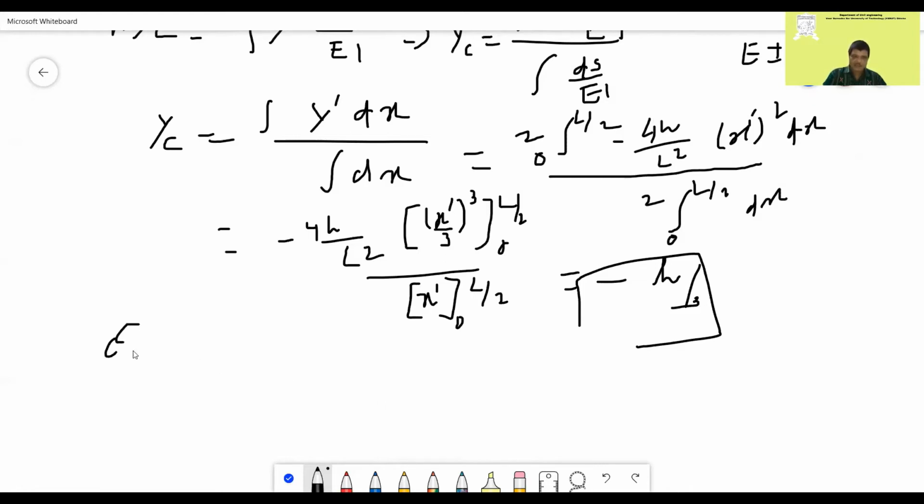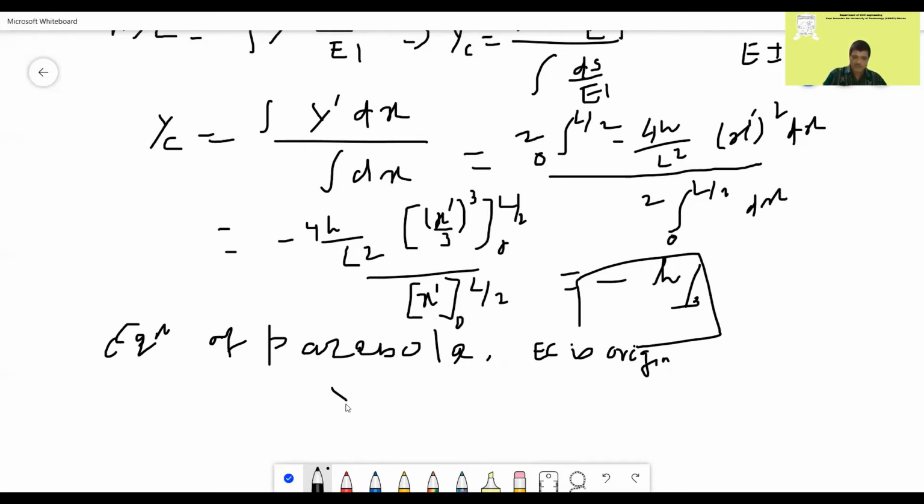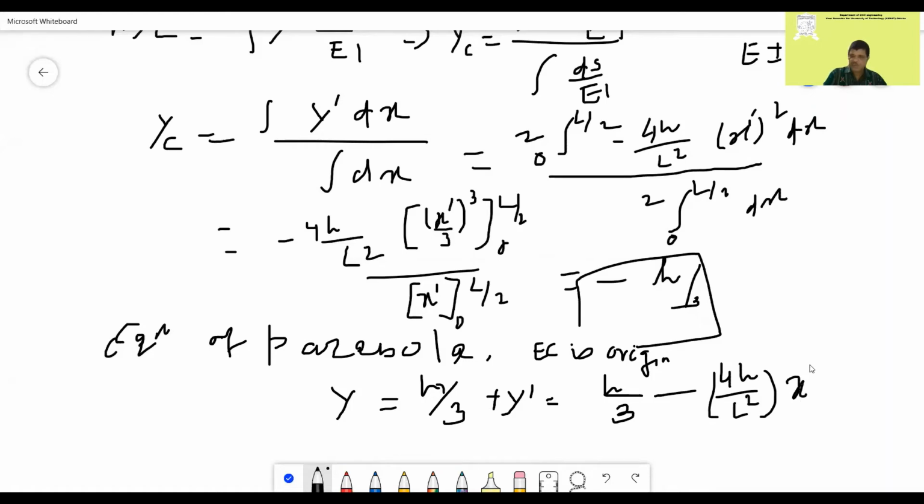Equation of parabola, if you take the elastic center as the origin. Elastic center is C, I am writing. Then what will be the equation? Your y will be h by 3 below plus y dash. We have calculated y dash, now it comes here, so we have to add h by 3. It will be h by 3 minus 4h by L square into x square. So this is the equation of parabola now. It will take elastic center as the origin.